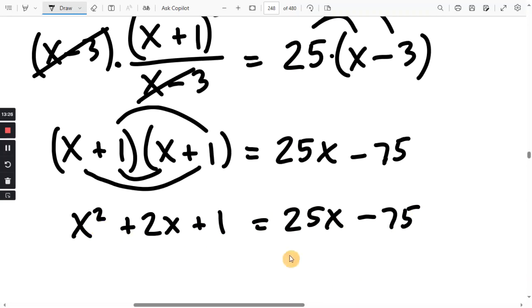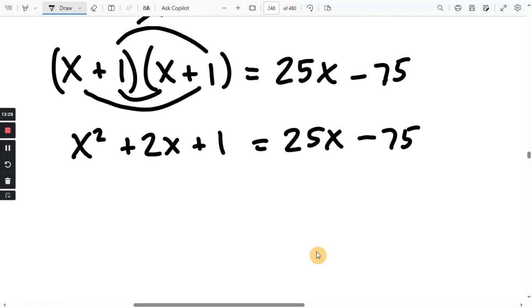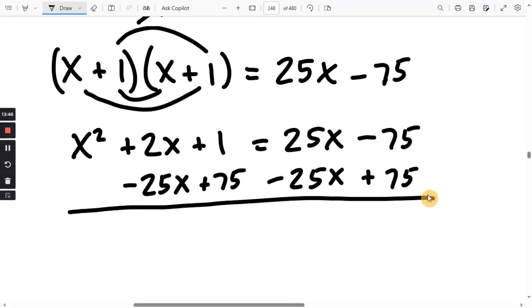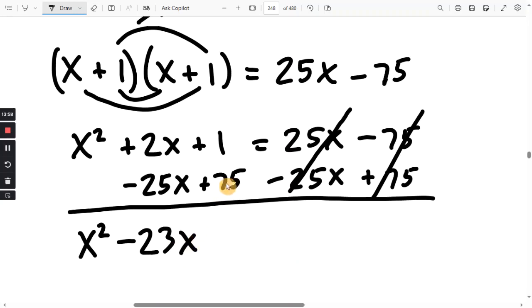Okay, we have a quadratic, so we need to set it equal to 0. The opposite of positive 25x is negative 25x. And the opposite of negative 75 is positive 75. Cancels here, cancels here. Negative 25 and positive 2. Positive 75 and positive 1. And that equals 0.